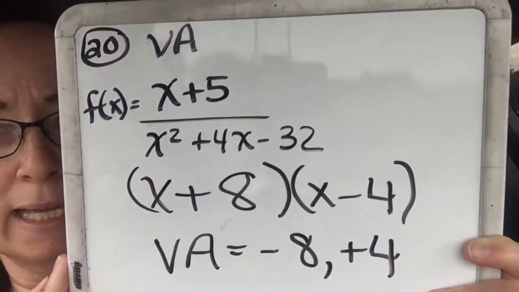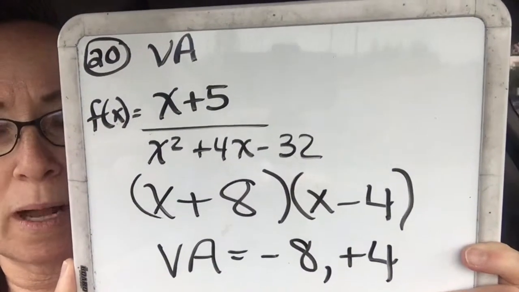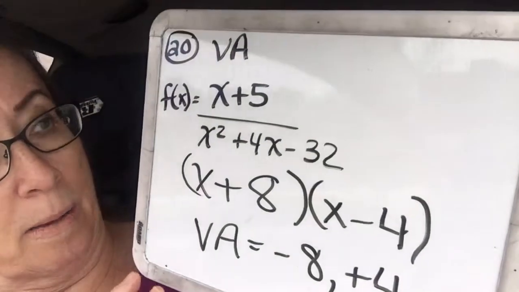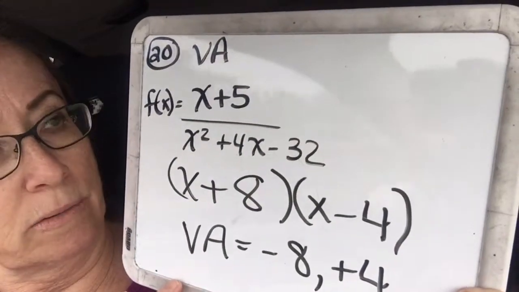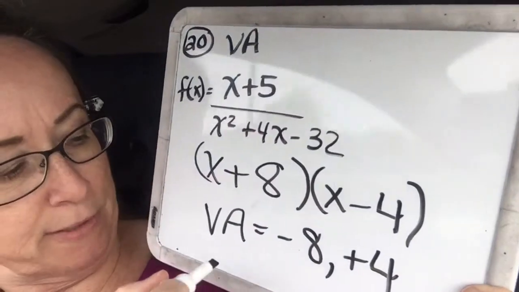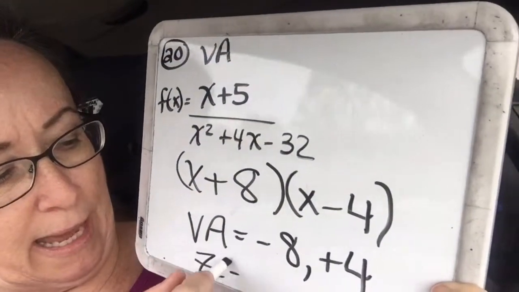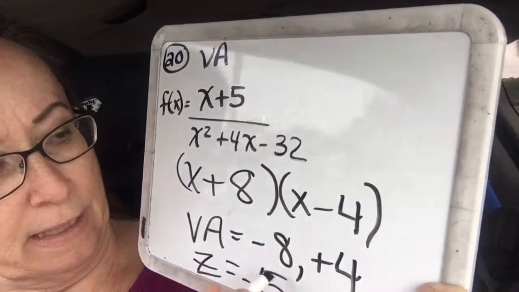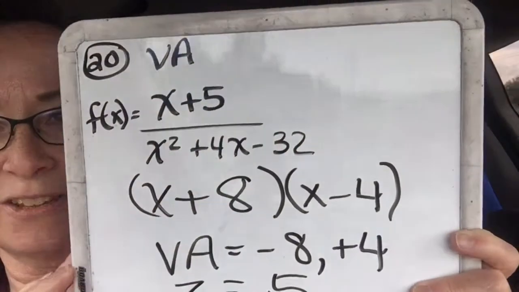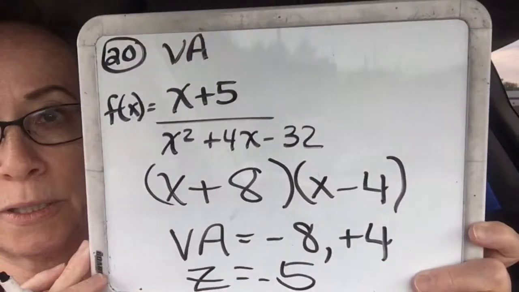And then, it's not asked in this problem, but our 0 is at -5. So we have a 0 at -5. Okay? So that is problem number 20.